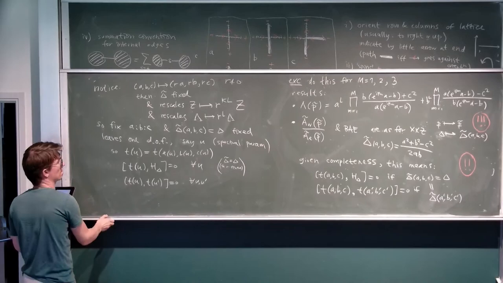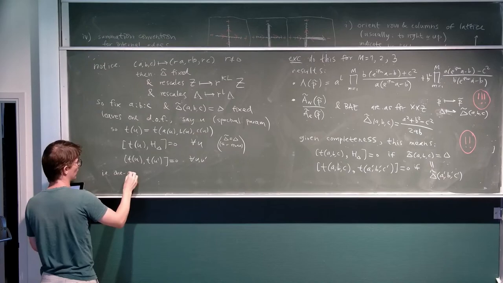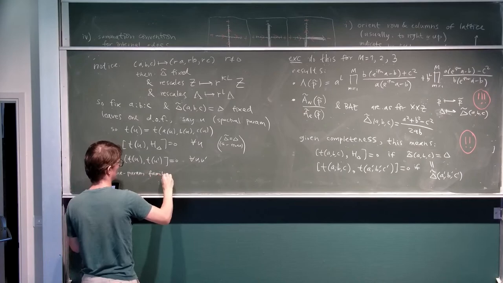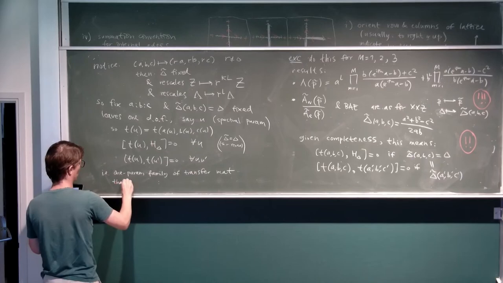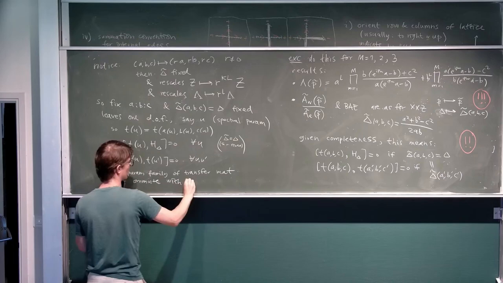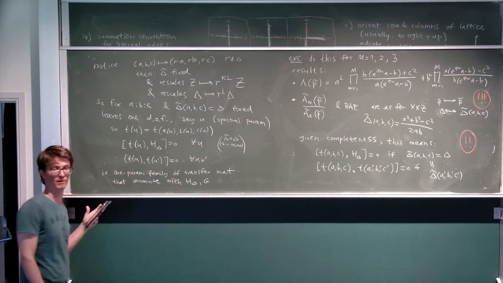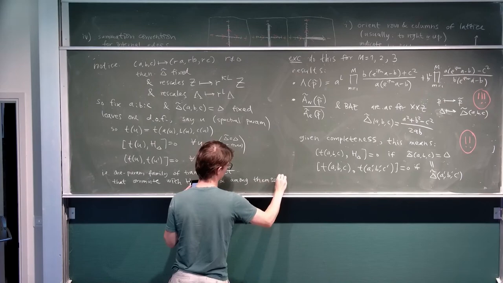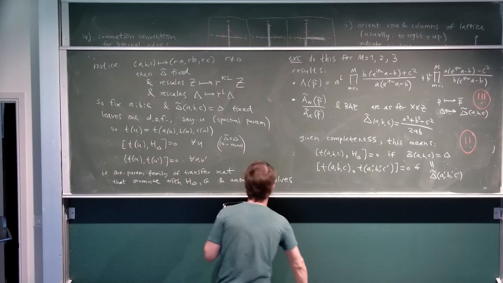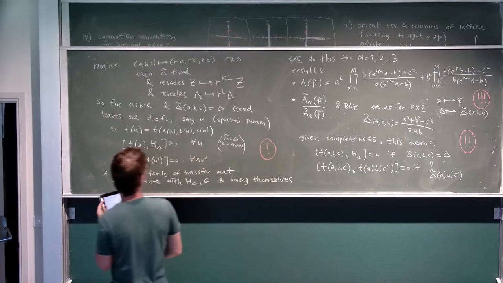In other words, we have a 1 parameter family, parameterized by u, of transfer matrices that commute with the XXZ Hamiltonian. By the way, they also commute with the translation operator, so with everything that we know about XXZ, and moreover, among themselves. This is the third consequence, I mean, consequence of the consequence. But this is also extremely important.